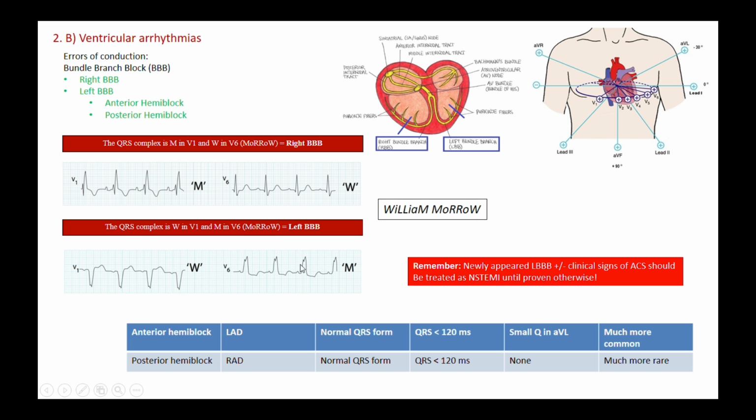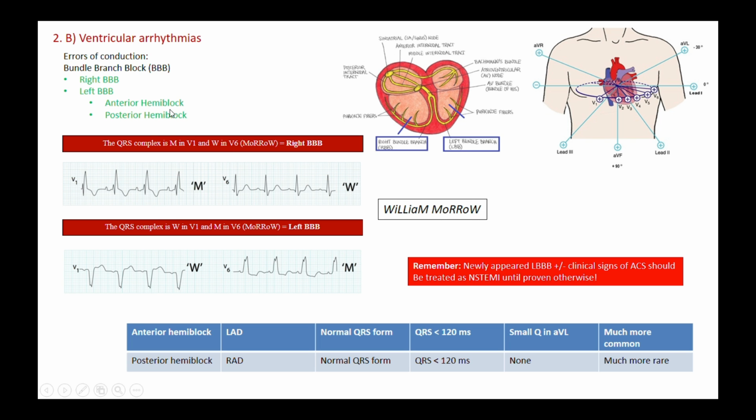And on the left precordial leads, V5, V6, we will see sort of M-shaped, biphasic QRS complexes. Now, a good mnemonic tool for this is William Morrow. William being W and M, W on the right side and M on the left for left bundle branch block, and Morrow for right bundle branch block, M on the right side and W on the left.